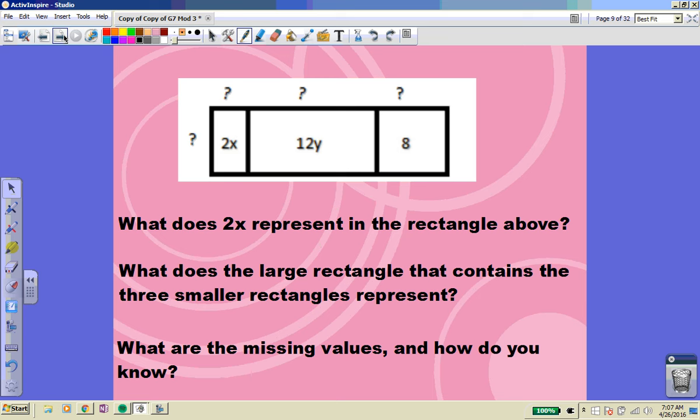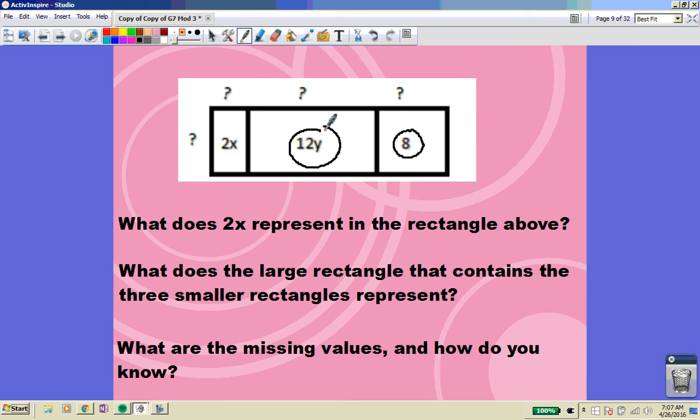So this is just another tool in the math toolkit you can use, and this is called a rectangular array because it's in the shape of a rectangle, and it's showing you what each area represents. You have this area, which is 8. This area is 12 groups of y. I don't know what y is, but I just know that it's 12 groups of y. And this area is 2 groups of x's.